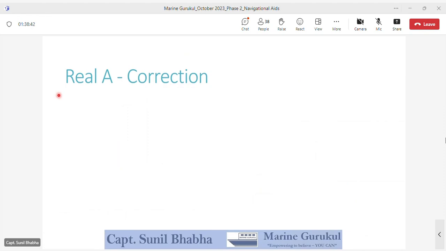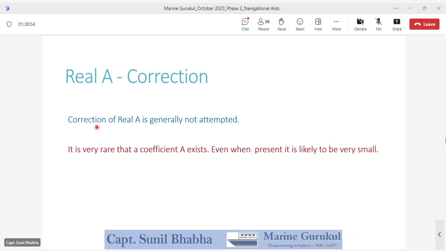Now let's move on to the correction of real A. How do we correct this coefficient? The correction of real A is generally not attempted, not done. The reason for it is, number one, it is very rare on a normal seagoing merchant ship that a coefficient A will exist, because these kinds of soft iron structures are not present on the ship. Whatever soft iron structures are present, they are symmetrical about the compass location. Even when it is present in some ship, it is likely to be very, very small. So this is the reason why we do not attempt the correction of real A.